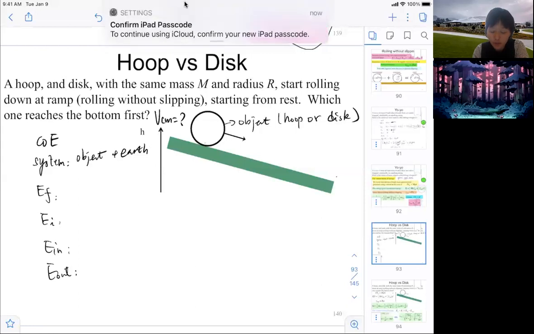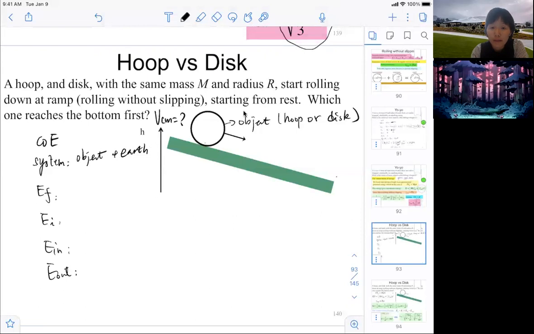So final energy, when the object is at the bottom of the ramp, what kind of energy does the system have? Kinetic, very good. And the kinetic has two parts. One is the object as a whole going down, the translational part, so I'm going to say 1/2 M, capital M, V center of mass squared, and the V center of mass is the one you're trying to calculate. The object is also rotating relative to its own center of mass, so that's 1/2 I omega squared.